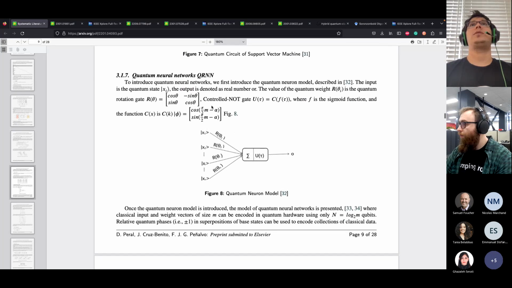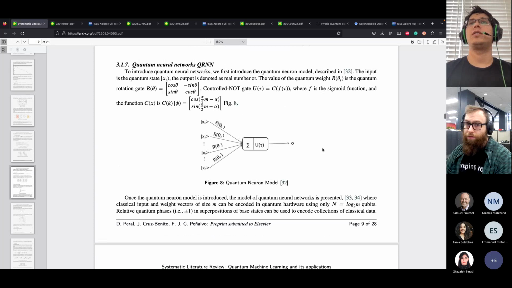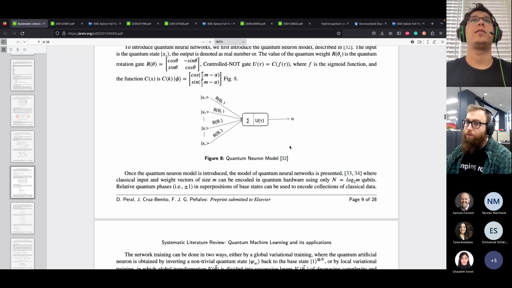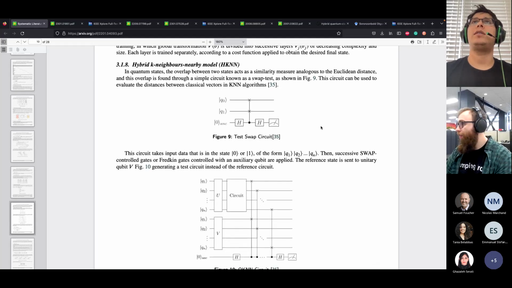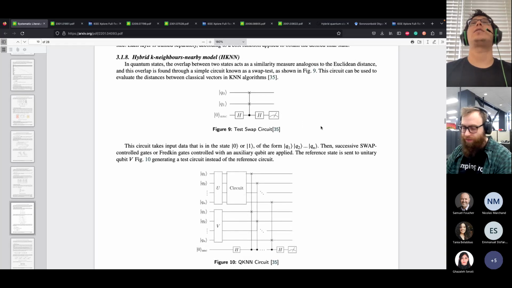Okay, quantum neural networks. Just to tell you, quantum neural networks, they don't really work. But it's basically just a quantum circuit, a quantum variational circuit. You have some gates, some parameters, and you train them. They just like to call them quantum neural networks because it sounds cool. Okay, hybrid k-neighbors nearby model. This is something I haven't looked at, but okay, good.